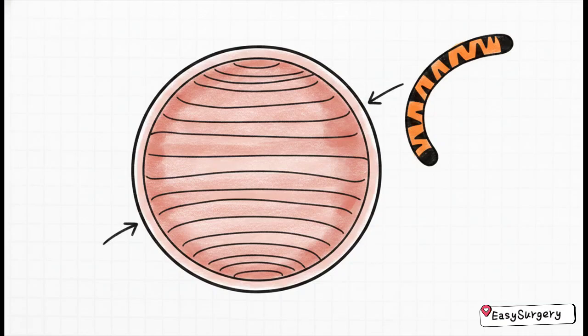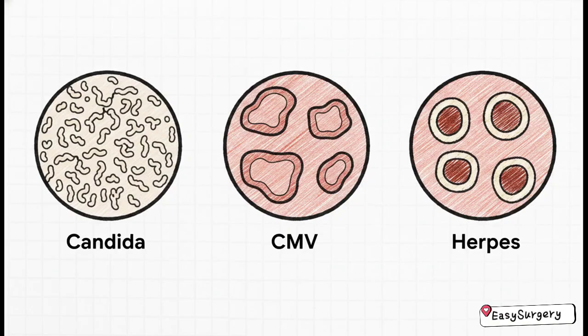Now, if you spot this in the lower third, it's classically driven by GERD. But if it's sitting up in the upper third, especially in a pediatric patient, your brain should immediately jump to eosinophilic esophagitis. When it comes to infections, it's basically rapid-fire word association.